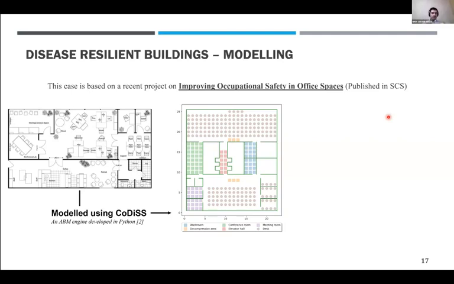I've developed an agent-based modeling engine in Python. It's open source. It's called CODIS. It takes the physical and functional characteristics of your building, and then you define a specific type of agent. The limitation is that all the agents are the same right now, so all of them represent one type of behavior.